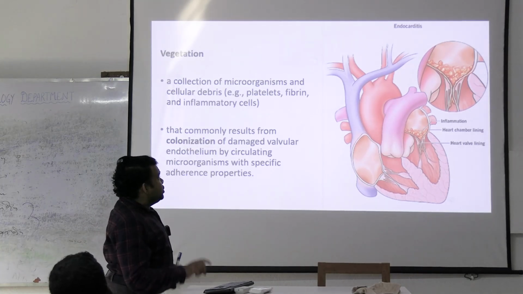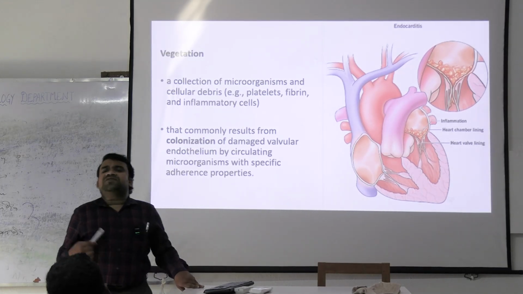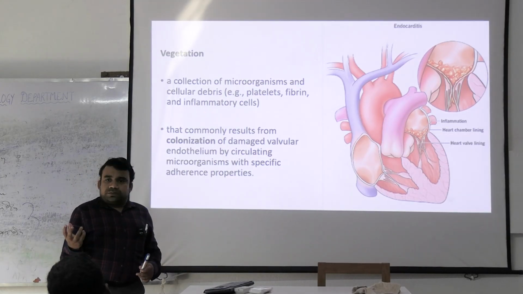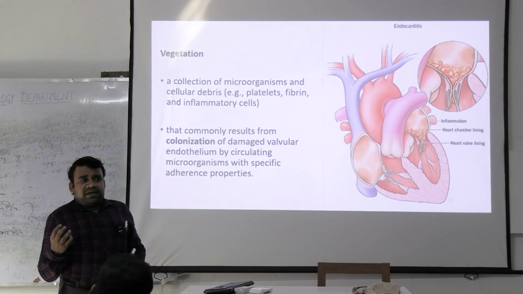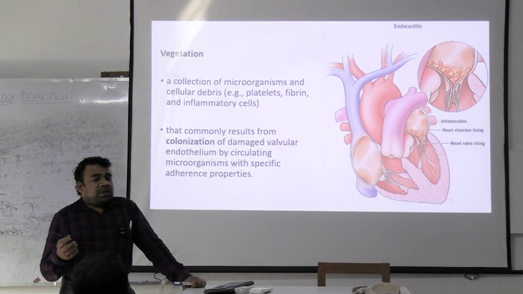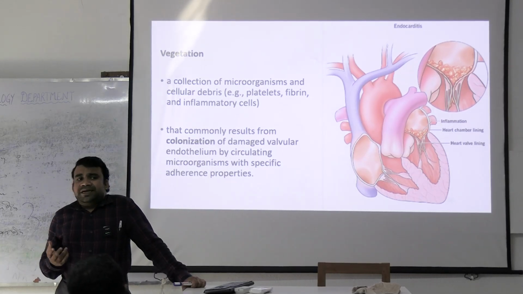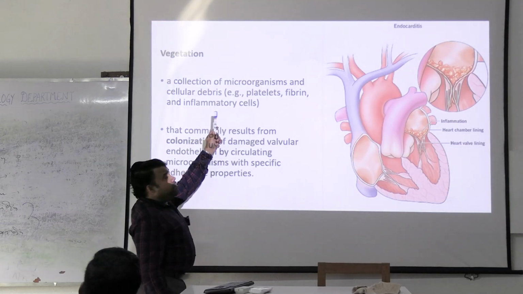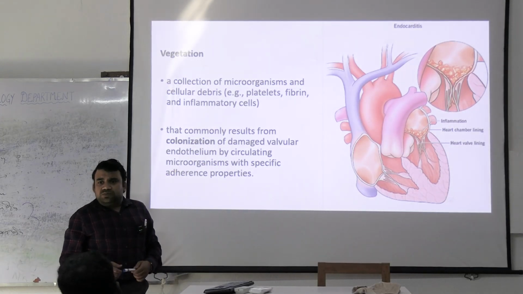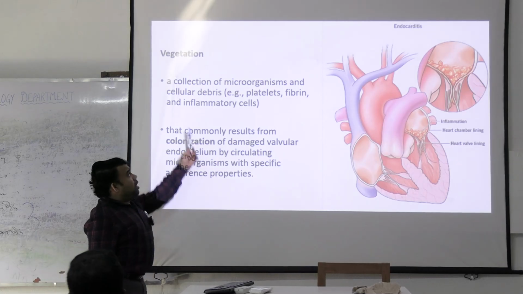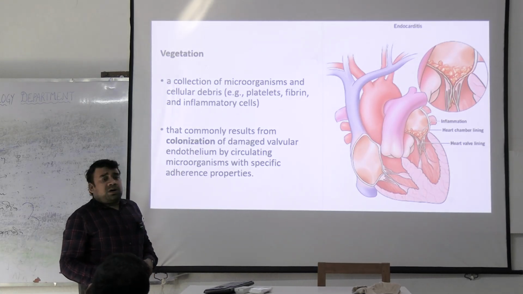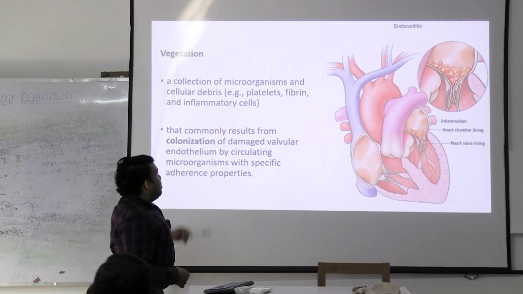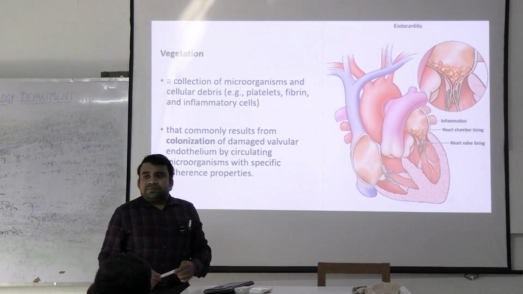Now, when we say vegetation, we must understand what a vegetation is. Vegetation means it's an outgrowth, like a tree. How can this growth occur in the endocardium? This is because of a collection of, obviously, the microorganisms which are causing it, along with other cellular debris. What are these cellular debris? It includes platelets, fibrin, and inflammatory cells.